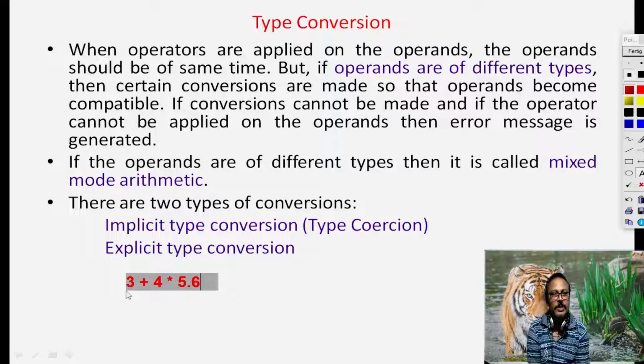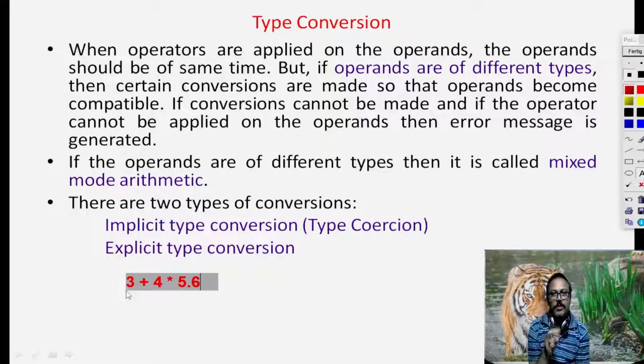Whenever you have data of different data types, computers will get confused, and programming languages will support it in different ways. So if the operands are of different types, then certain conversions may be required. If the operands are of different types, then it is called mixed mode arithmetic.